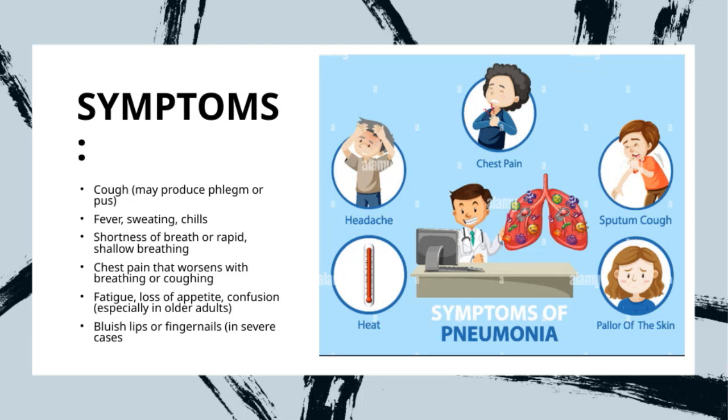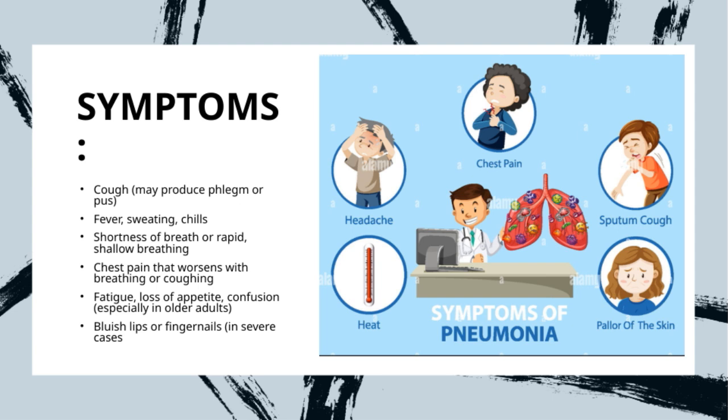Now, let's talk about some of the symptoms that can indicate a respiratory infection or pneumonia. One common sign is a cough, which may produce phlegm or even pus. This can be a clear sign that your lungs are fighting an infection. You might also experience fever, sweating, and chills. These are your body's way of responding to the infection and trying to fight it off. Shortness of breath or rapid, shallow breathing can also occur, especially if the lungs are compromised. This can make even simple activities feel exhausting.